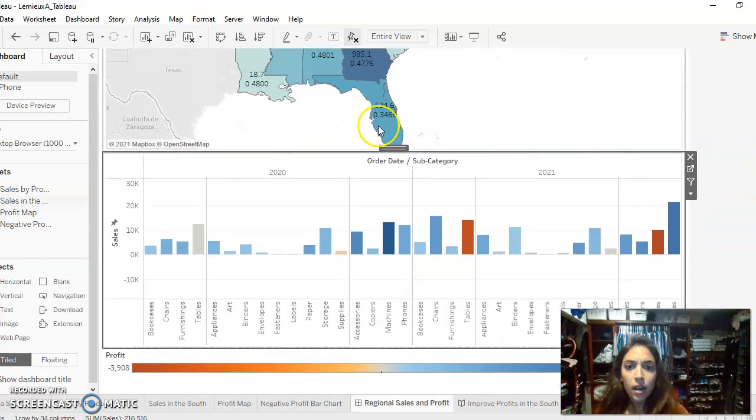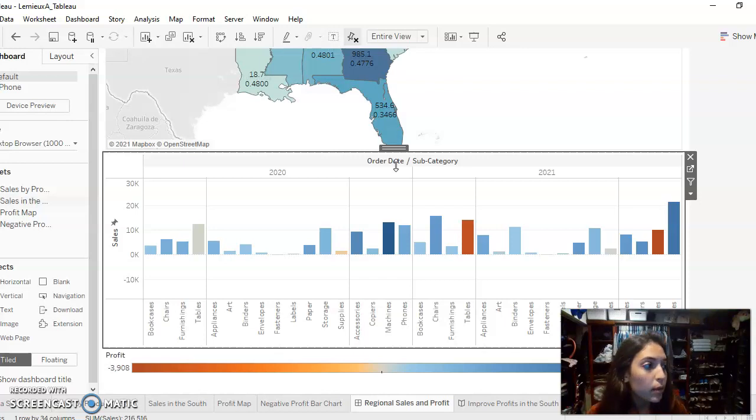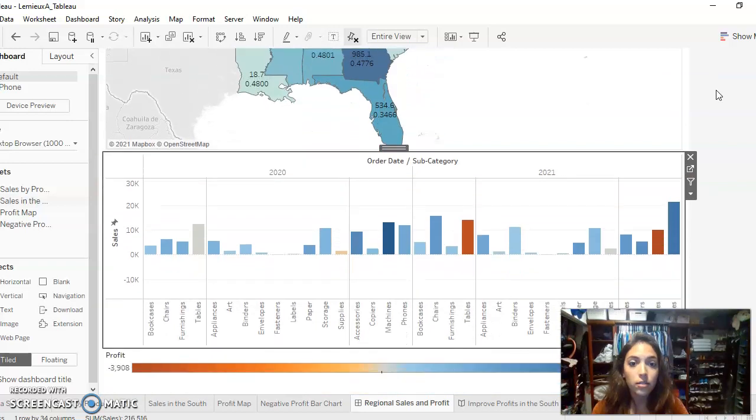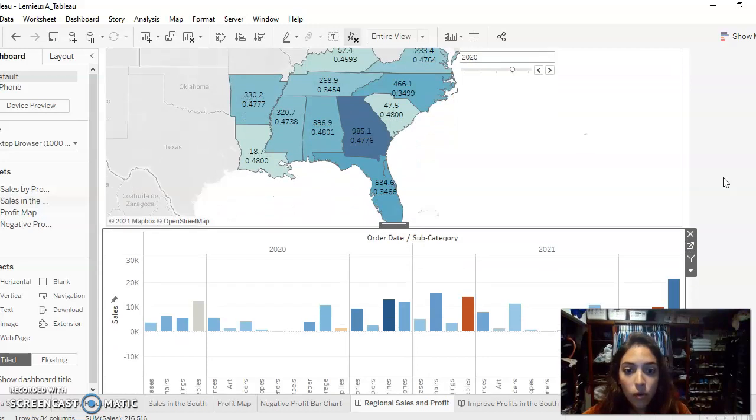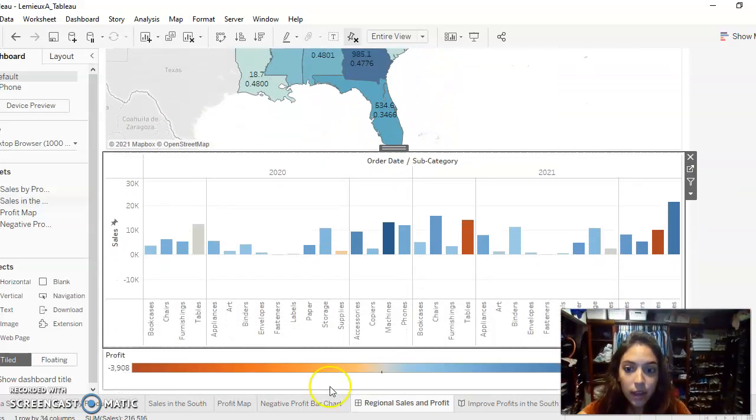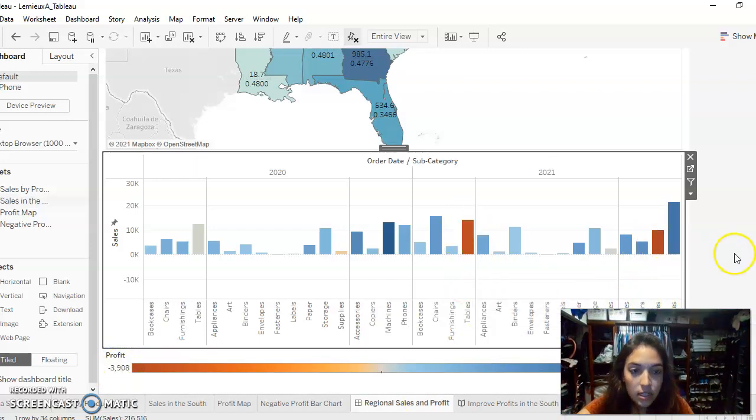I do like this. This is my dashboard where I put both of them together side by side because you couldn't really see if I just took one picture. You kind of scroll. This just gives you a more in depth look at what subcategories are going on. This kind of just shows the South as a whole. This goes more in depth with which ones are negative profit and such, so tables, machines.